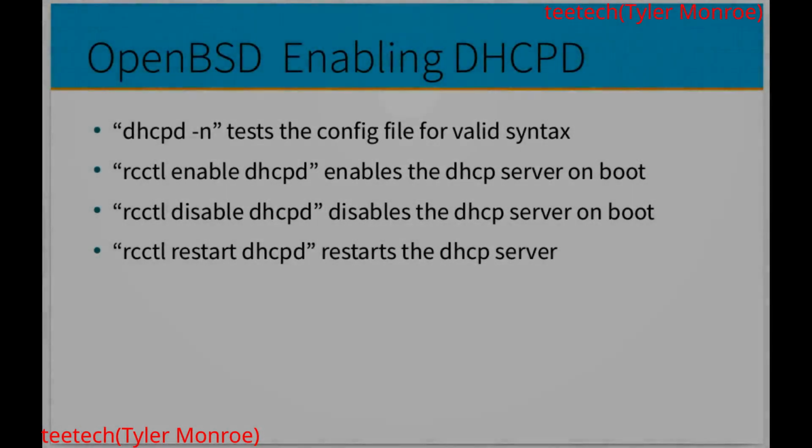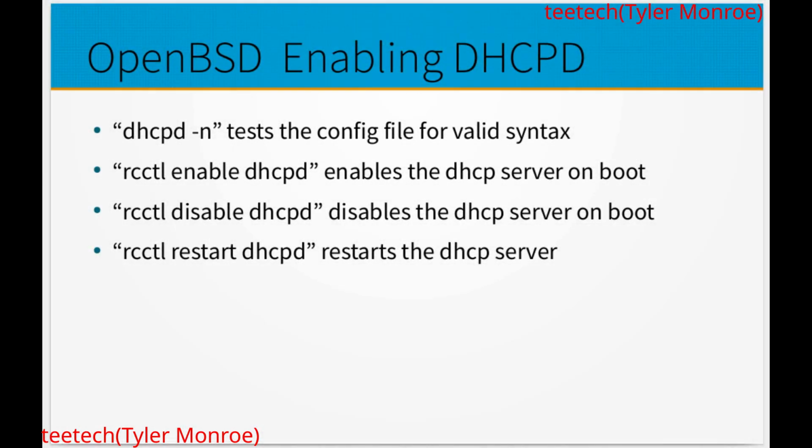All right, so the basic things for enabling DHCPD. The main command we want to run after we make any configuration file change, or any file at all, is dhcpd -n, and that tests the file for valid syntax, much like we did with pfctl, but just a different command to do it. So the next thing is how we enable and disable the service. We do that with rcctl enable dhcpd, and we did talk about that back in the admin housekeeping section.